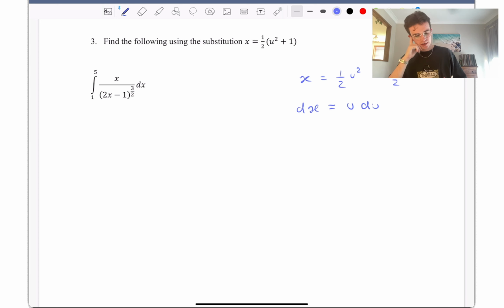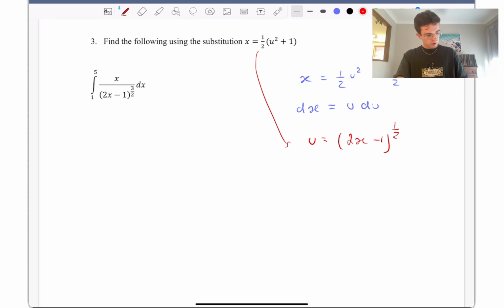We also might rearrange our expression for u. If we rearrange this for u, we get u is equal to (2x minus 1) to the power of a half. We're square rooting that because it's u squared. We might as well now change the bounds. The original bounds were from 1 to 5. If we substitute in 1, we get 1, and if we substitute in 5, we get 3. So those are our new bounds for the integral, from 1 to 3.